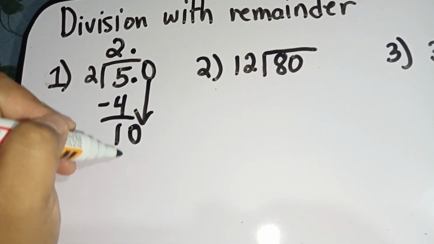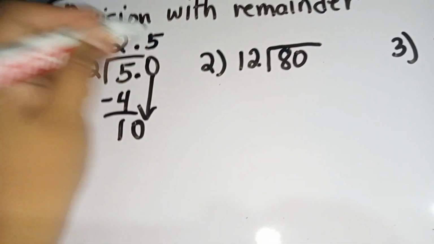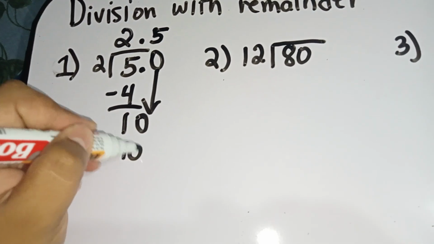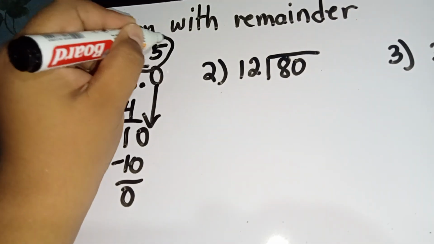So 10. Treat it as a whole number. So 10 divided by 2 is 5. 5 times 2 is 10. So you have here 0. So you have here 2.5.